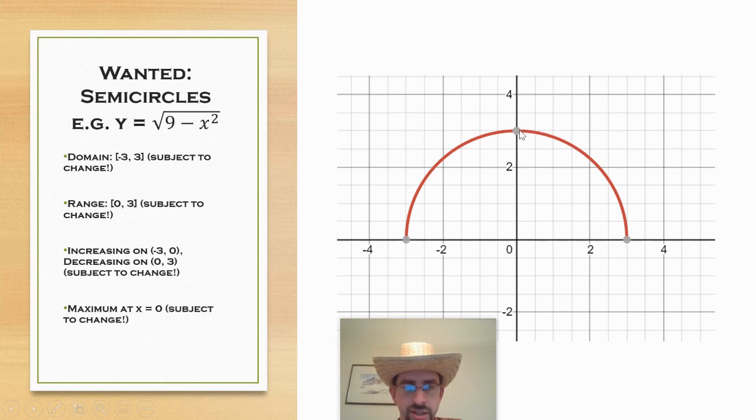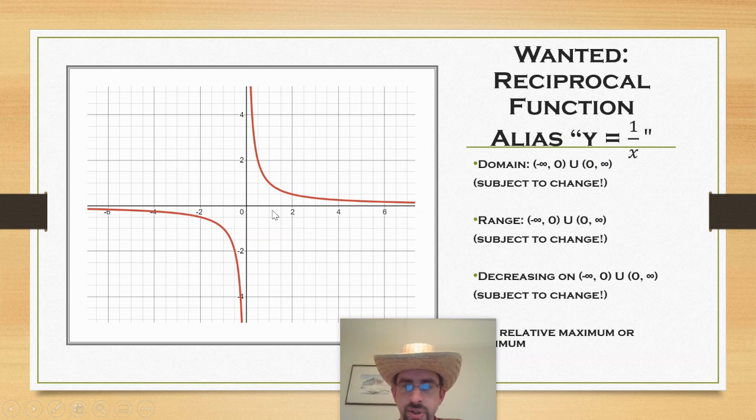Increasing from -3 to 0, decreasing from 0 to 3. You never know, this could be reflected into the third and the fourth quadrants instead, and then everything changes. Maximum at x equals 0.